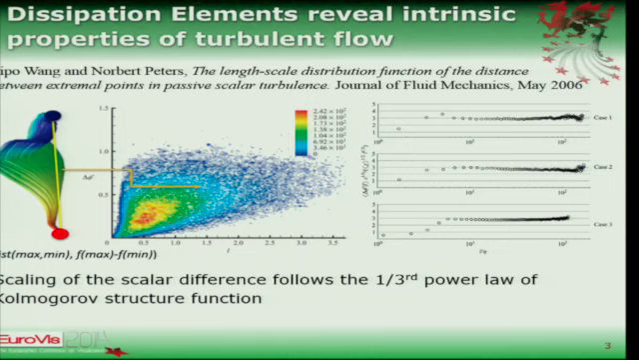And what they were able to find is that if you actually look at the conditional mean of the scalar difference conditioned on the length of a dissipation element, and you do some compensation, what you get is the fact that these things behave very much as is predicted by Kolmogorov's 1/3 power scaling law for the structure function. So this was very nice, and they came up with a nice coefficient for this scaling.